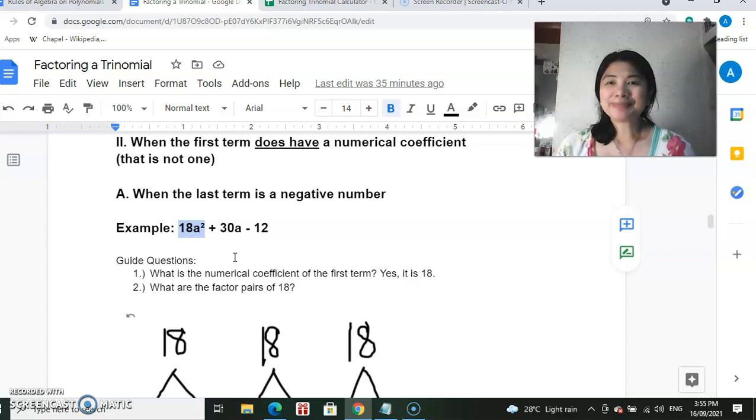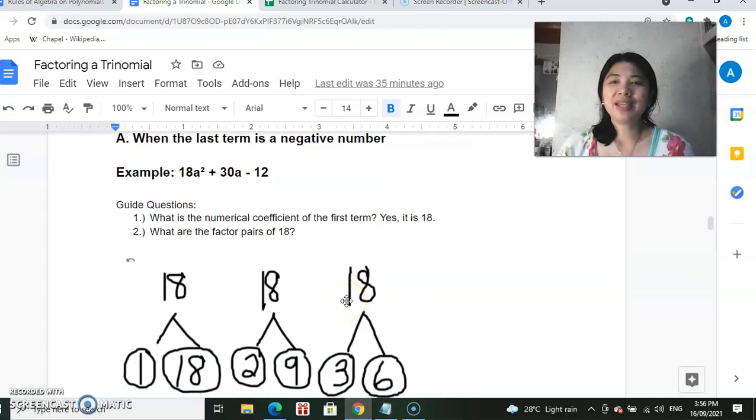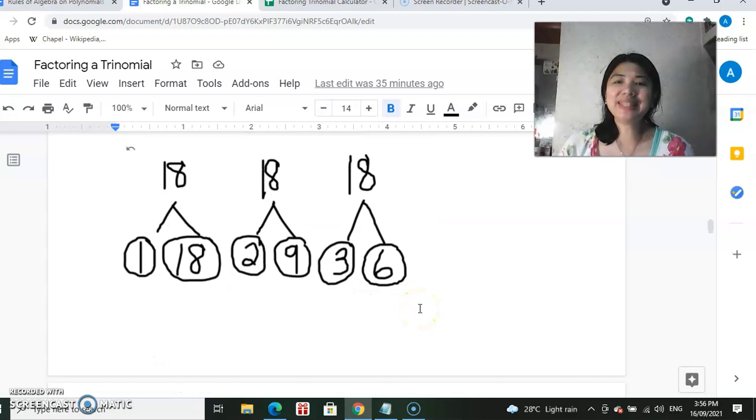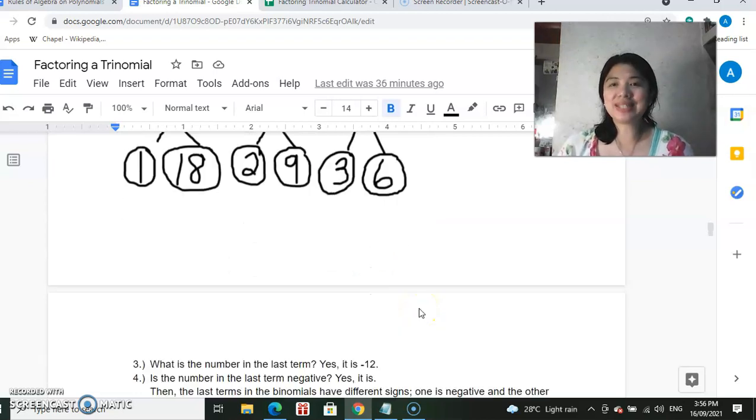Okay. And there's a sub scenario for this part. There would be examples of trinomials where the last term is a negative number. Okay, so in this example, the last term is negative 12, so it's a negative number. So we'll have some guide questions. What is the numerical coefficient of the first term? Yes, it is 18. So let's identify the factor pairs. What are the factor pairs of 18? So 1 and 18, 2 and 9, and 3 and 6.